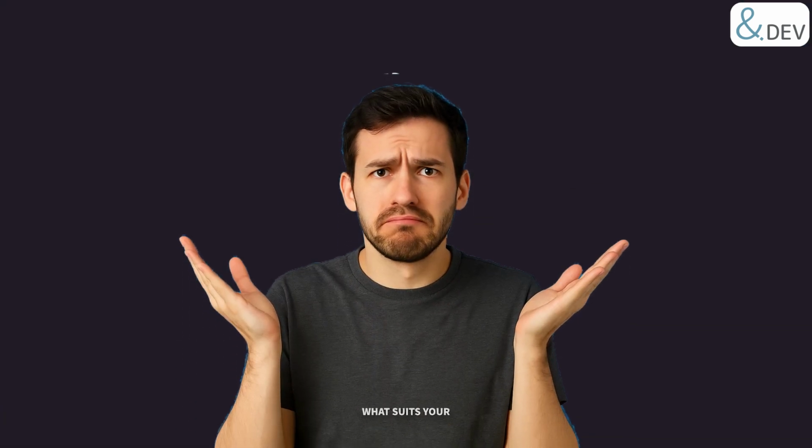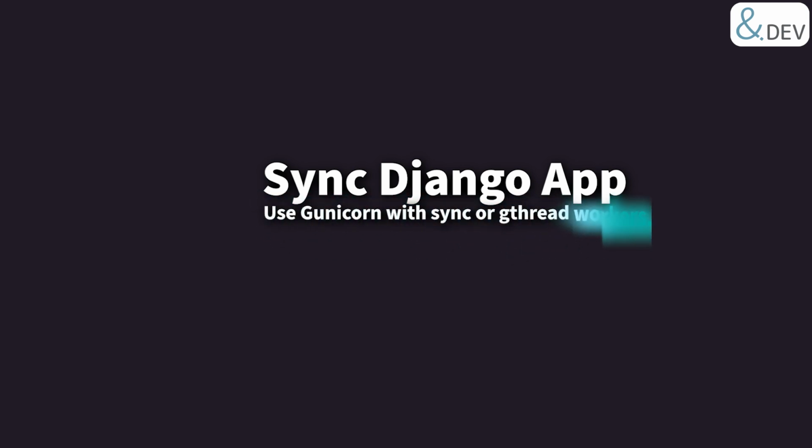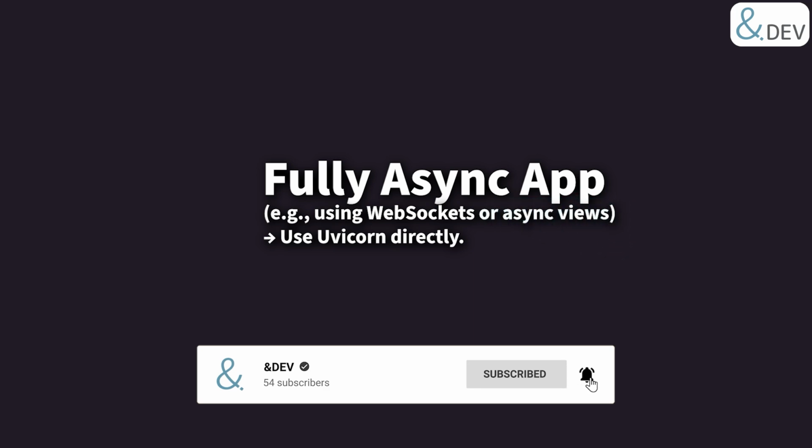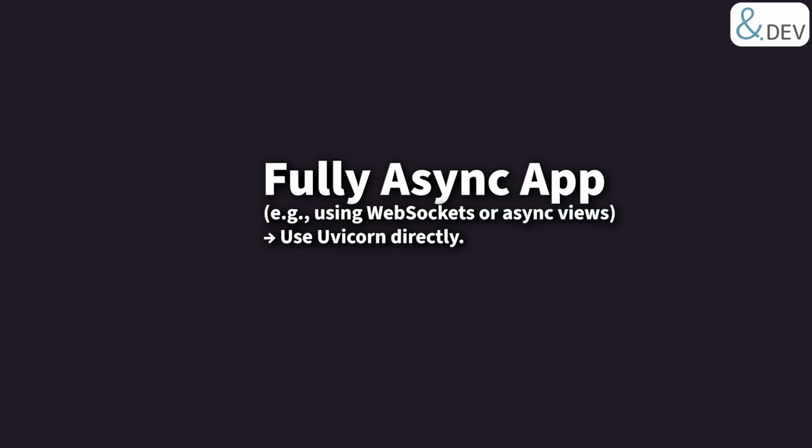Still unsure what suits your app best? Here is all you need to know about them. Sync Django app: use Gunicorn with sync or gthread workers. Hybrid, sync plus async: use Gunicorn with Uvicorn workers. Fully async app, e.g. using WebSockets or async views: use Uvicorn directly.